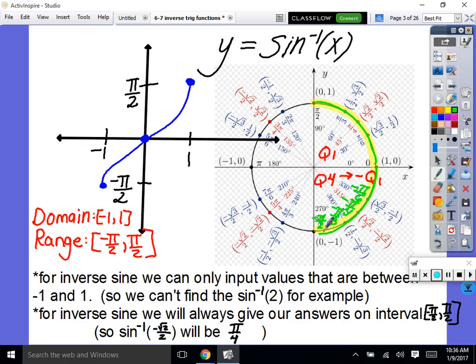Okay, awesome. If you understand that, then you're going to get what I'm saying. I'm going to explain what inverse sine means in just a second. So for inverse sine, we will always give our answers on the interval from negative pi halves to pi halves. So if I said to you, find the sine inverse of negative square root of 2 over 2, it'll be negative pi 4. I'm sorry, I meant to say negative pi 4. So sine inverse, and maybe we should come back to that when you understand what sine inverse really means. But anyways, look right here. Do you see how sine is y, correct? So our answer would have been negative pi 4.